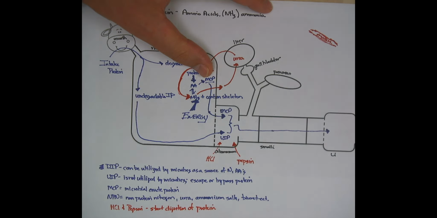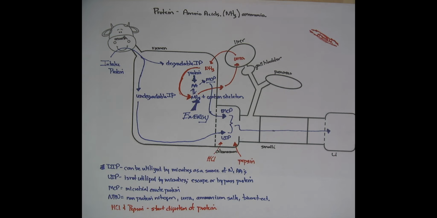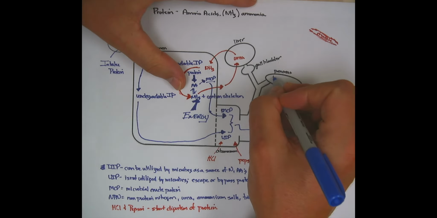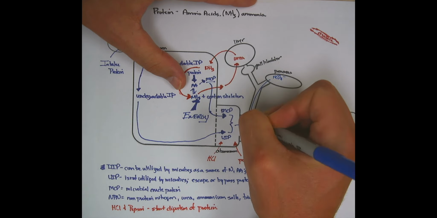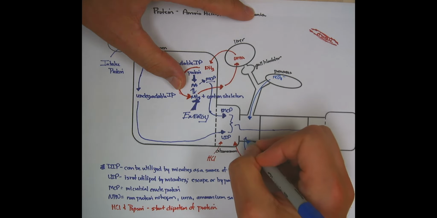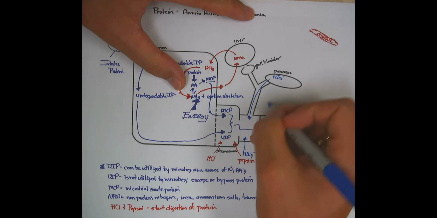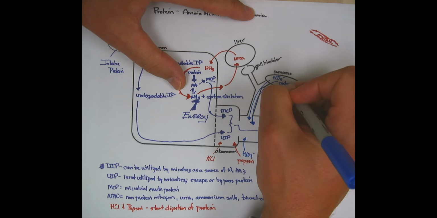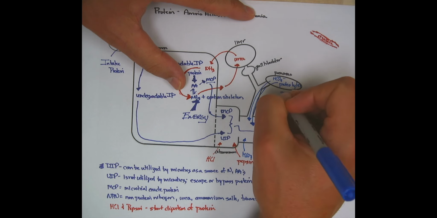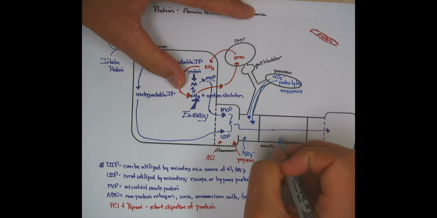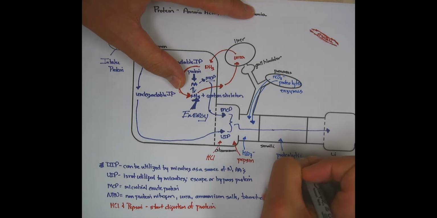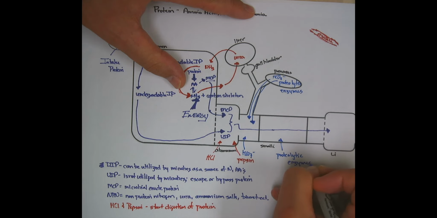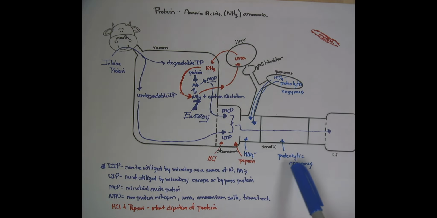Okay, and from the pancreas, we have the addition of buffer. And we also have that addition of buffer from the small intestine. Also from the pancreas, we have proteolytic enzymes. And from the small intestine, we have the addition of proteolytic enzymes. Okay, so these proteolytic enzymes are basically going to work on the MCP and the UIP to break it down.